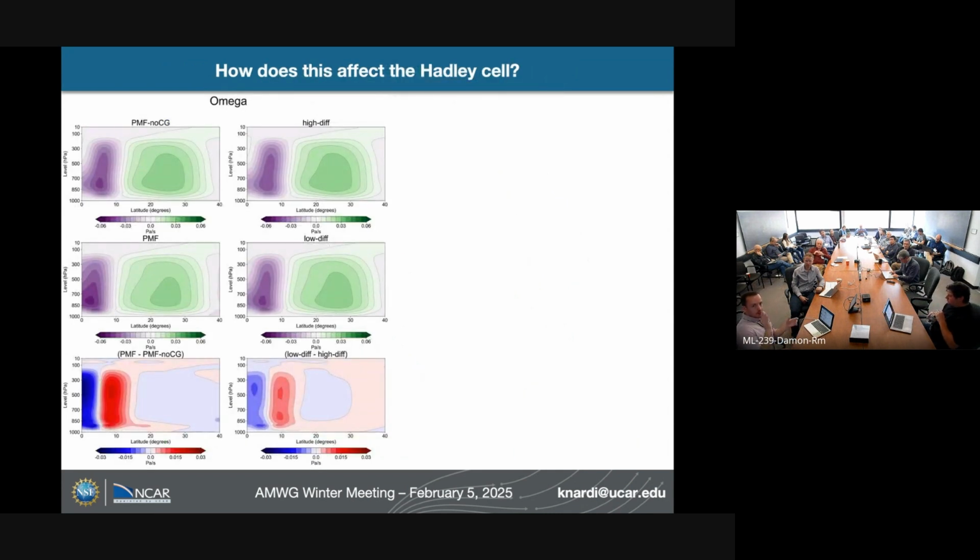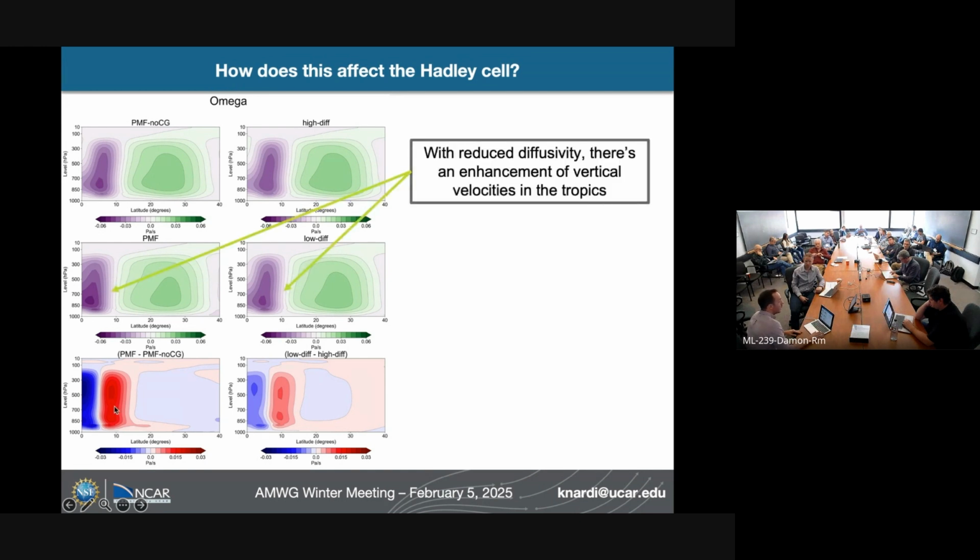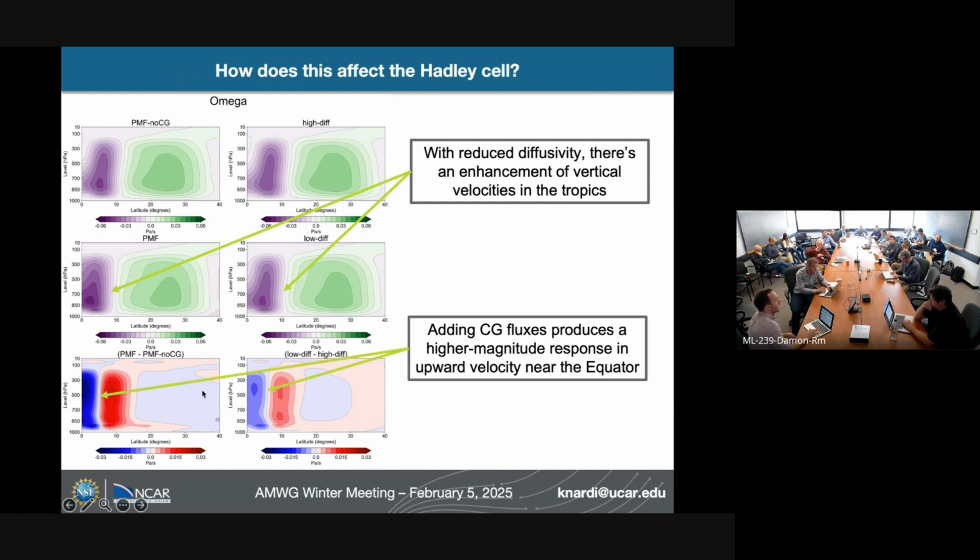And so now I wanted to talk a little bit about how this is affecting the general circulation, and we're looking at this through the Hadley cell. So this is a situation where we're changing prognostic momentum flux, we're adding countergradient fluxes, and again, this is reducing CK10. And then this is the change in omega. And one thing that's noteworthy here is that in both cases, when we reduce diffusivity, there's an enhancement in the vertical velocities in the tropics. We're getting deeper blues here, we're getting higher values of these upward vertical velocities. But adding countergradient fluxes seems to produce a higher magnitude response in upward velocity near the equator.